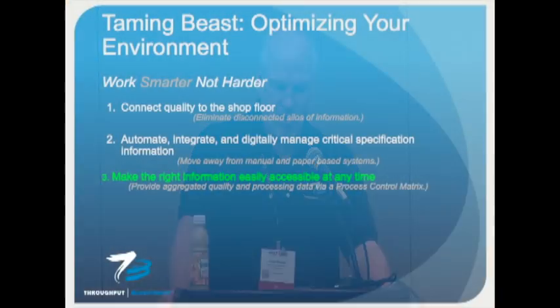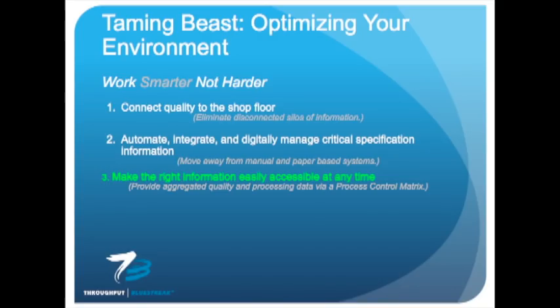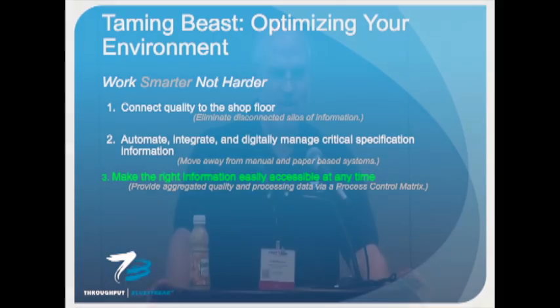Getting the right information automatically connected to orders is the first step. Then you need to make all of the information available to the right people at the right time. And this really translates into making all of the information available all the time. So I'll give you a few key examples of how an optimized environment can look.